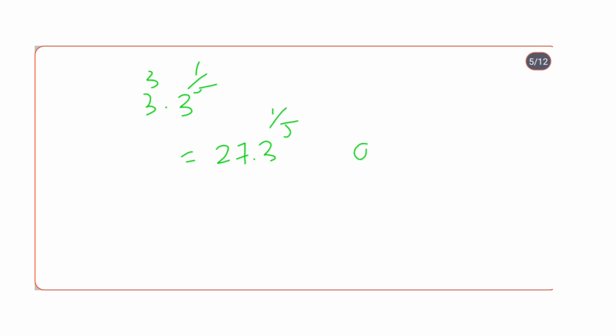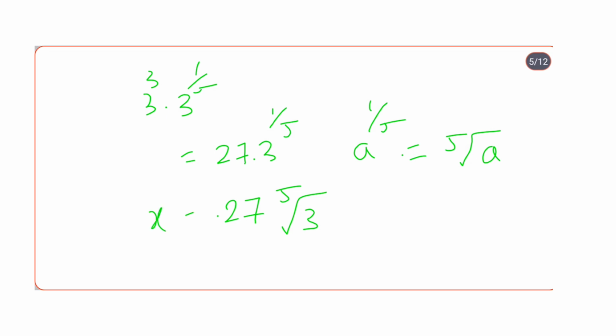If we write a power 1 by 5, it means the 5th root of a. So now we can write it as 27 times the 5th root of 3. This is the answer: x is equal to 27 5th root of 3.